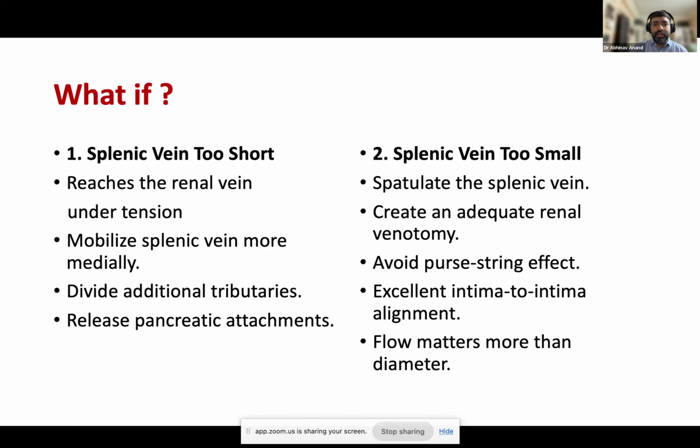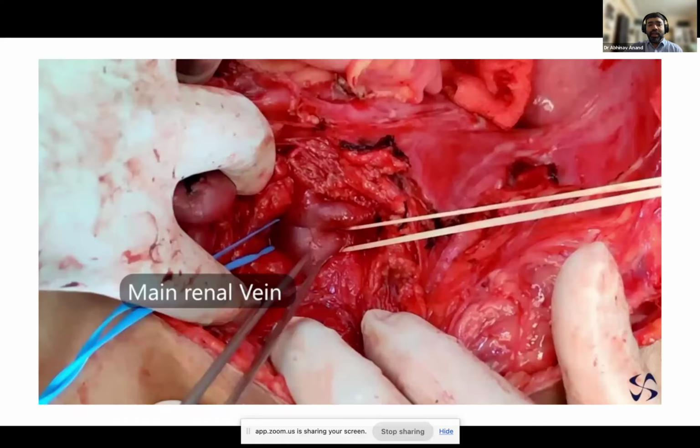The idea is that. So what if the splenic vein is too short and it reaches the renal vein under tension? The splenic vein has to be mobilized more medially, and additional pancreatic tributaries have to be divided. And if the caliber is too small, the splenic vein can be spatulated and an adequate renal venotomy has to be done. We avoid the purse-string effect, and excellent intima-to-intima alignment has to be done. The idea is that flow matters more than diameter.